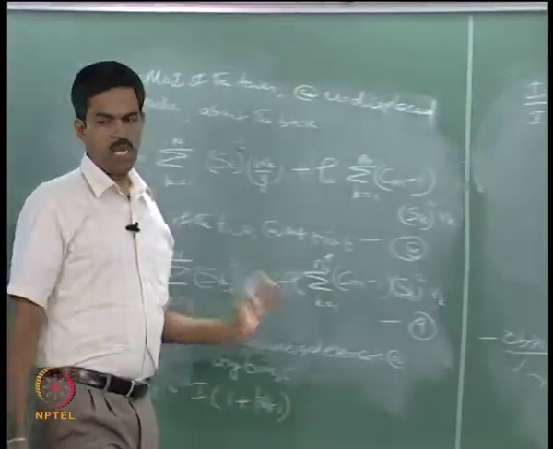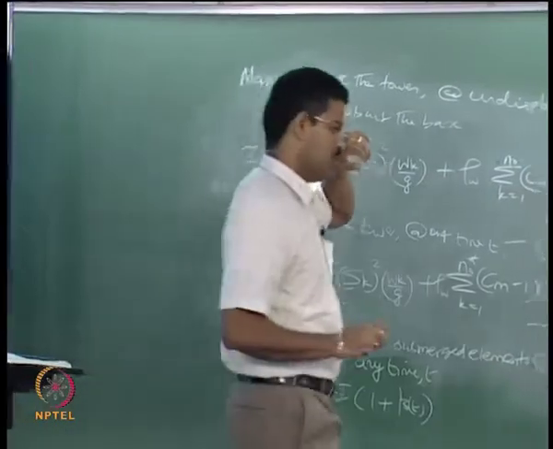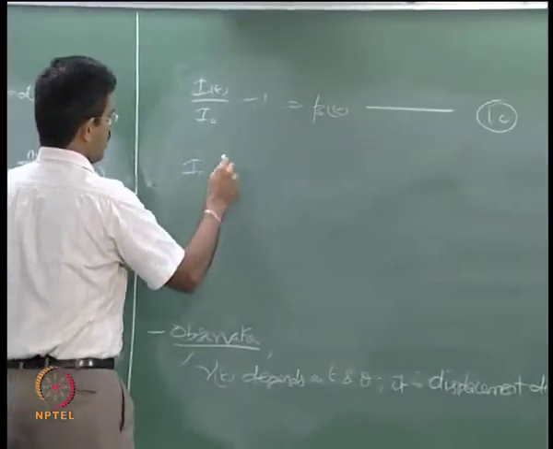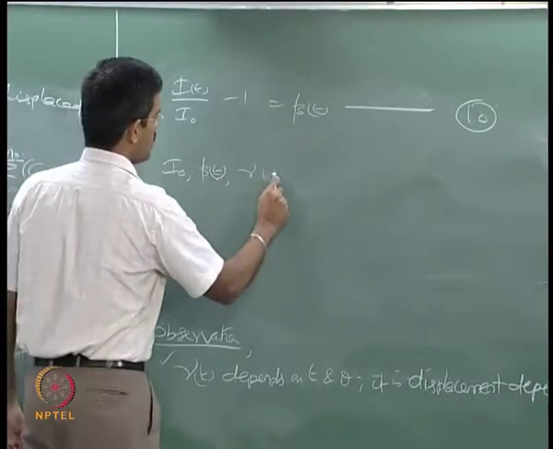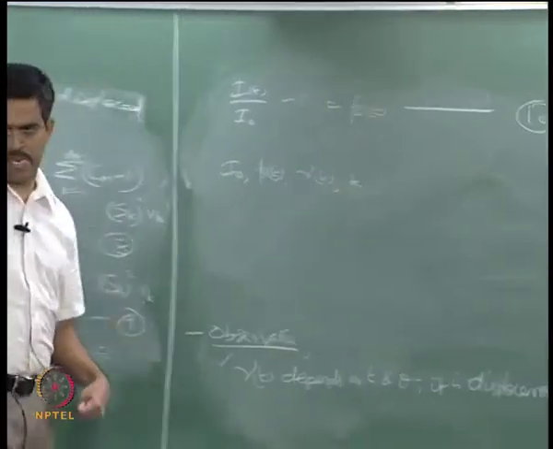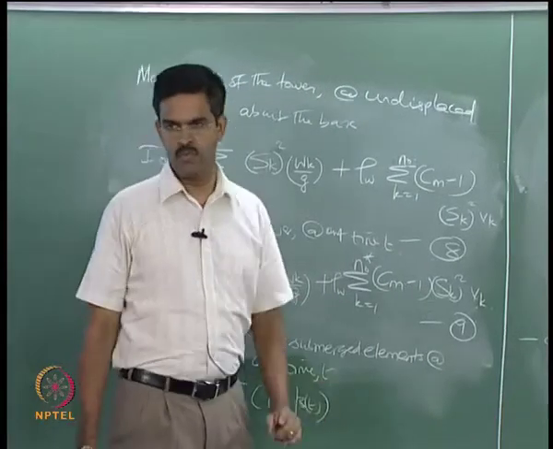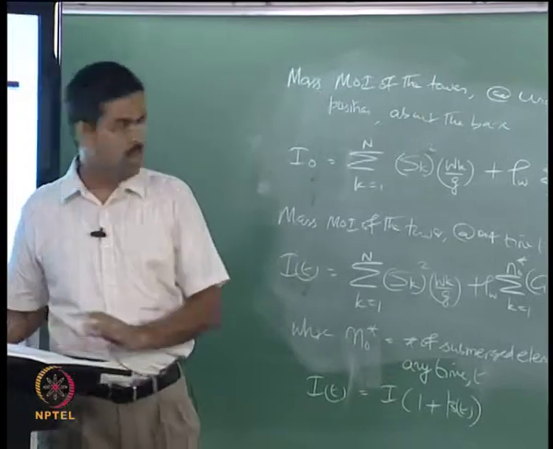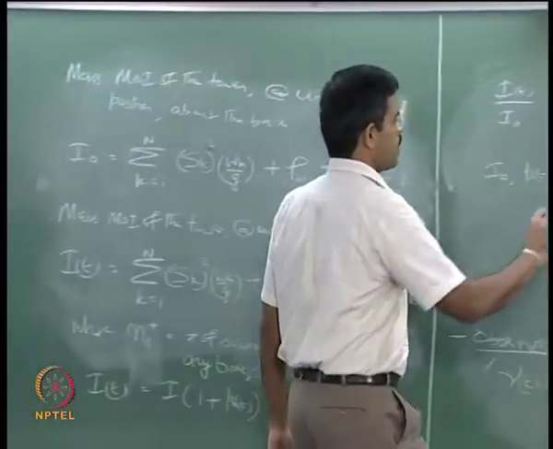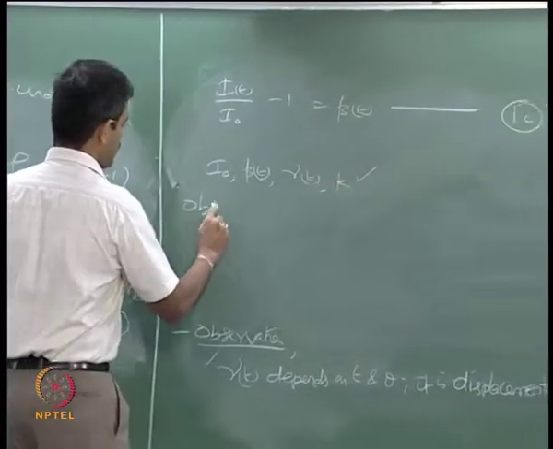So, in my equation of motion I wanted I naught, I wanted beta of t, I wanted nu of t, and I wanted k. I got all of them now. Any doubts here? Now, interestingly, all of them are obtained. There is an important observation here.